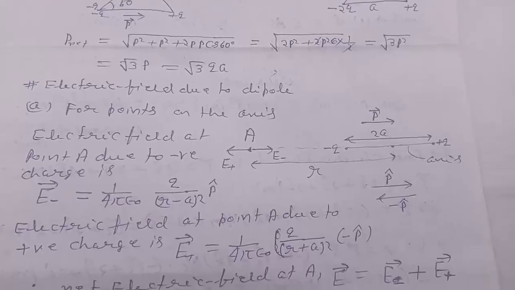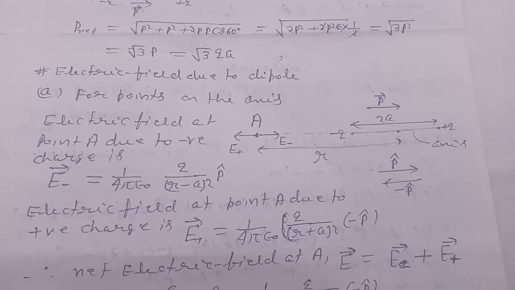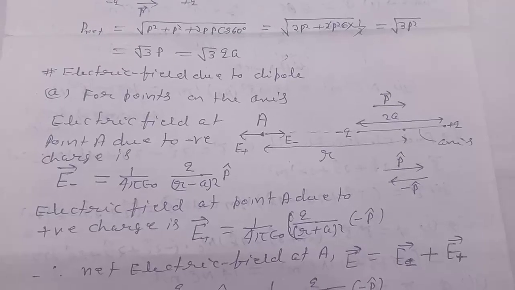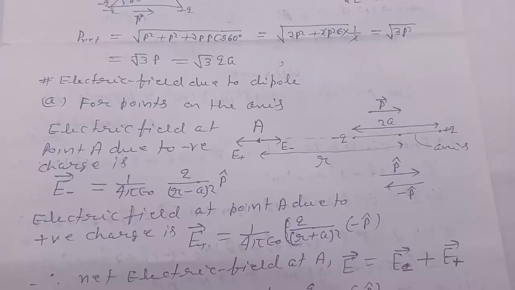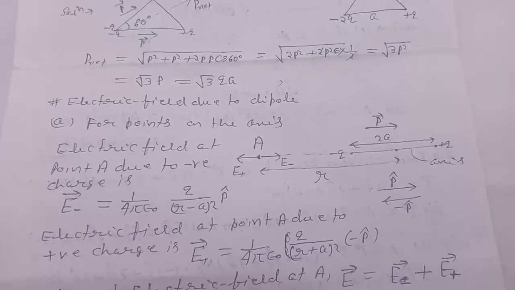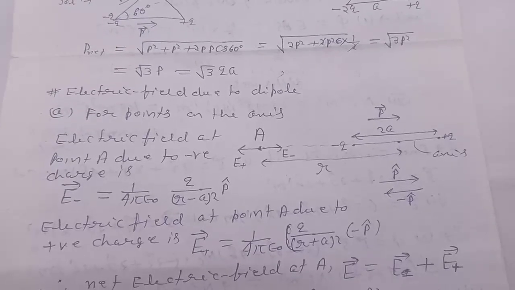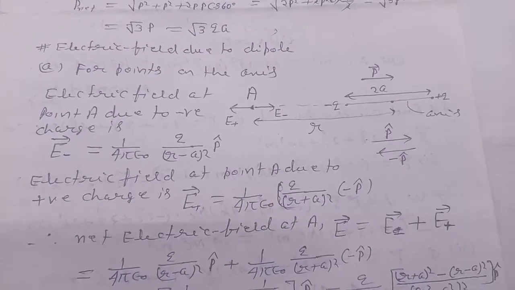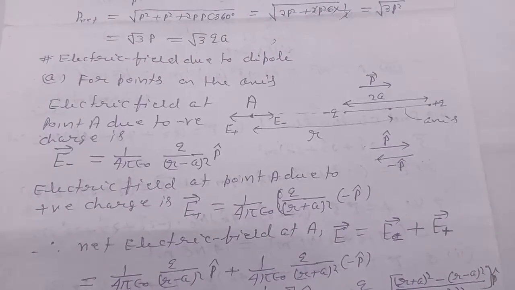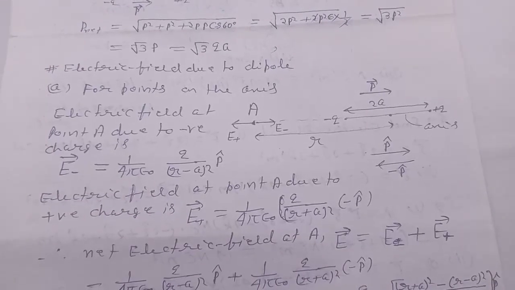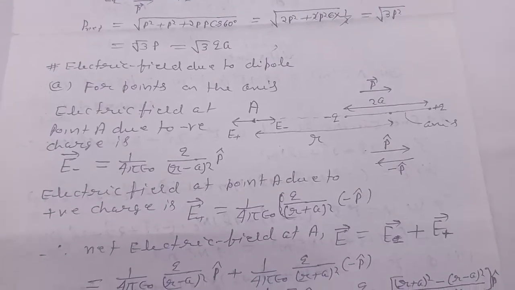Electric field due to dipole. A. For points on the axis. Electric field at a point A due to negative charge is E minus vector equal to 1 by 4 pi epsilon naught Q by (r minus a) to the whole square into P cap.